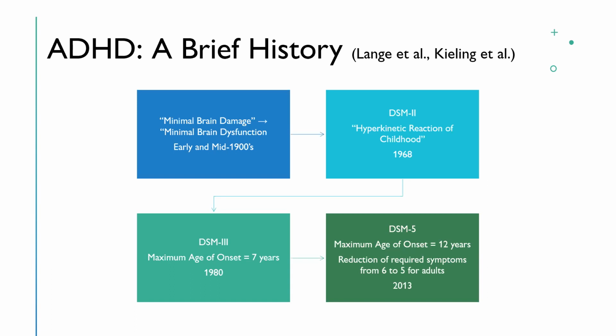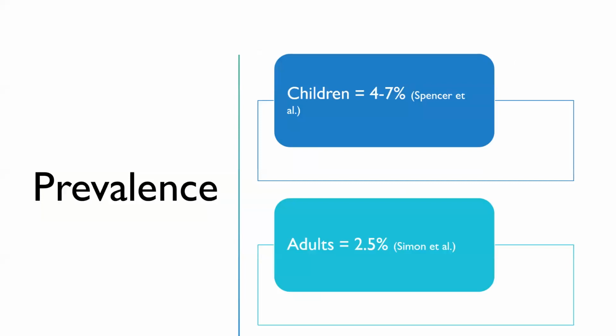Also of note in DSM-5, they introduced this idea that to diagnose ADHD in an adult patient, you only had to have 5 of the symptoms in any given category as opposed to 6, like we see in children. So that's, again, not an exhaustive history, but kind of brings us up to the modern day.